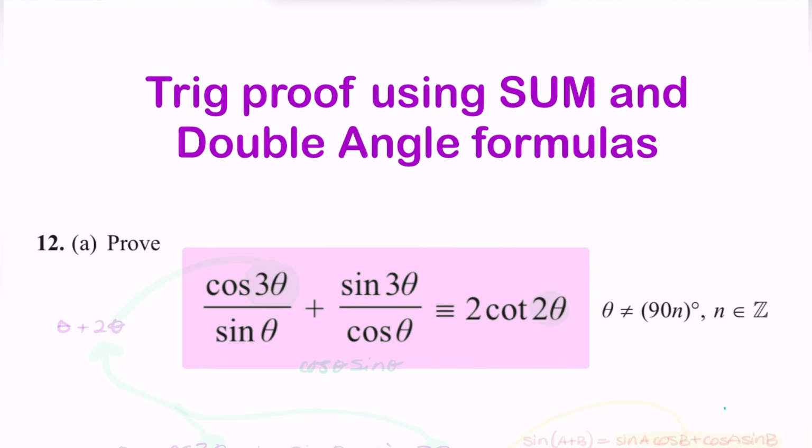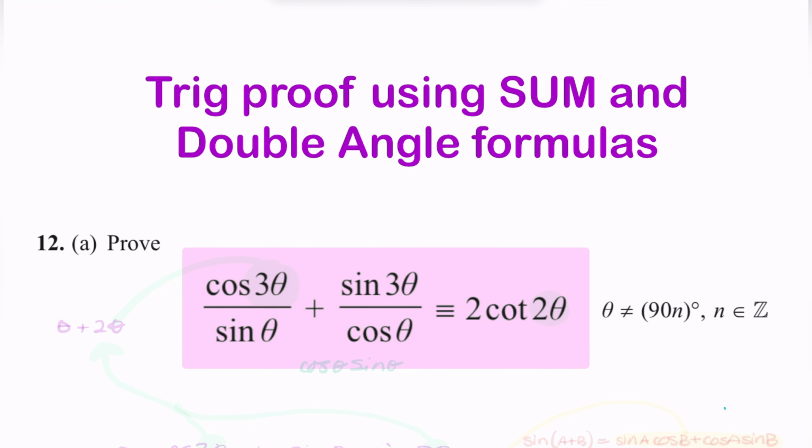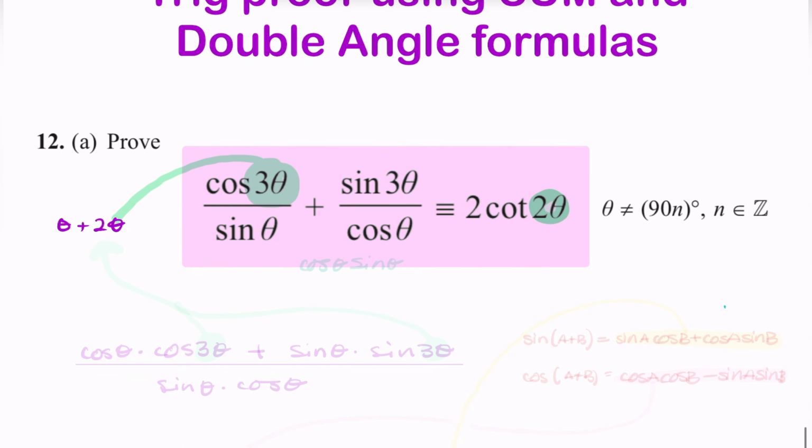So this question involves a proof, and we need to somehow show that the left-hand side is equal to the right-hand side. You'll notice the right-hand side has a 2 theta, and on the left we've got a 3 theta and a theta. So it looks like we're going to have to use the sum formulas, remembering that 3 theta can be written as theta plus 2 theta. It looks like that's how we're going to end up with the 2 theta on the right.